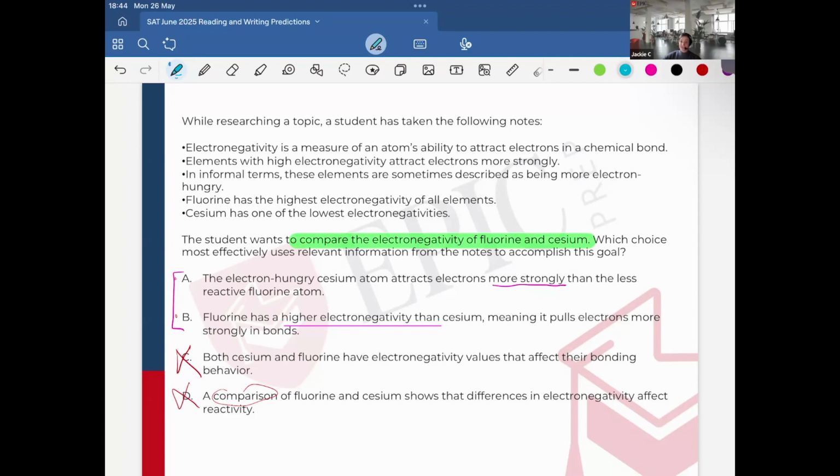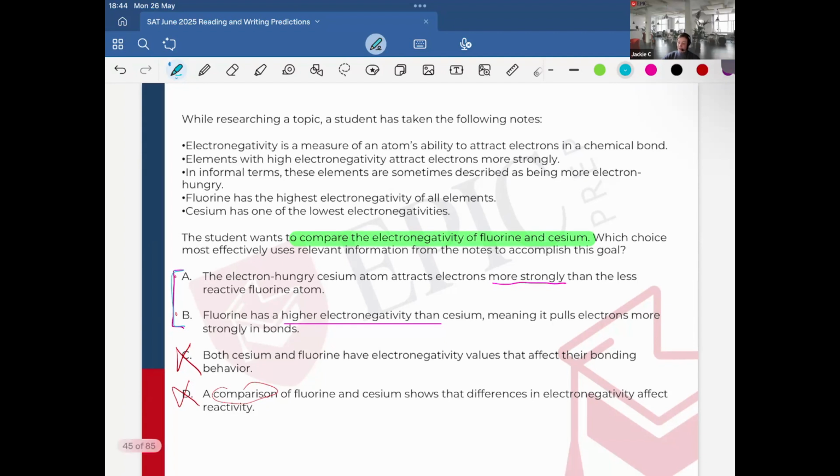And remember, this is a relatively new thing of the SAT that you can no longer read just the question on every single student notes question. If you're between two of the answer choices, you want to make sure and go back to read those student notes. So I know what electronegativity is, a measure of atoms' ability to attract electrons in a chemical bond. Elements with high electronegativity attract electrons more strongly. And in formal terms, these elements are sometimes described as being more electron hungry.